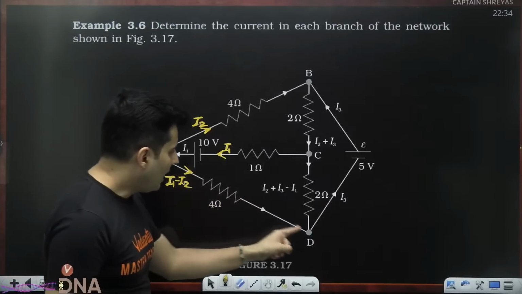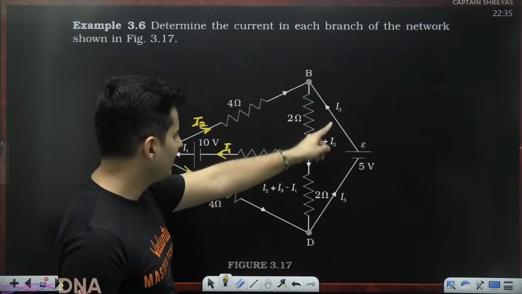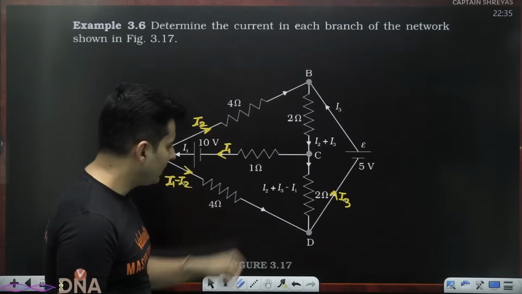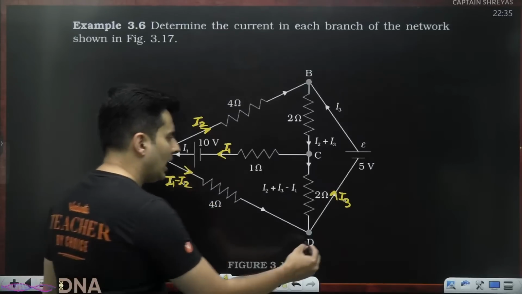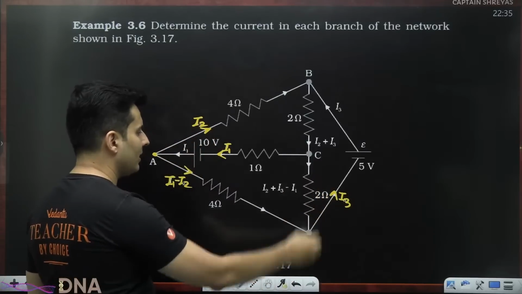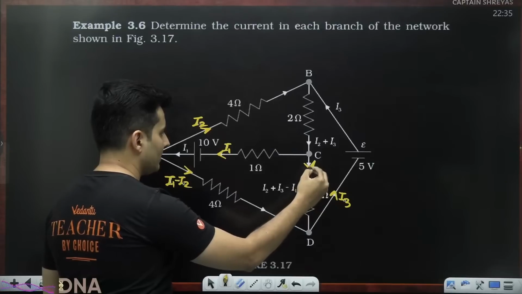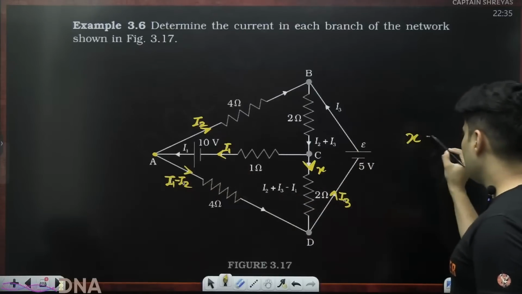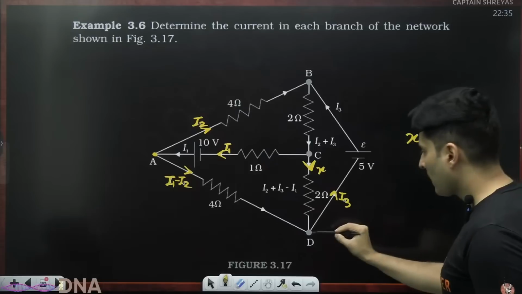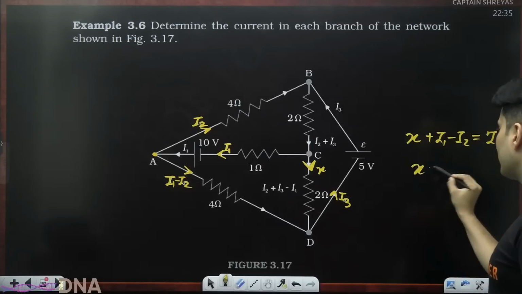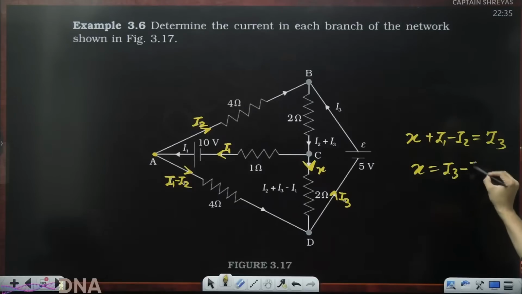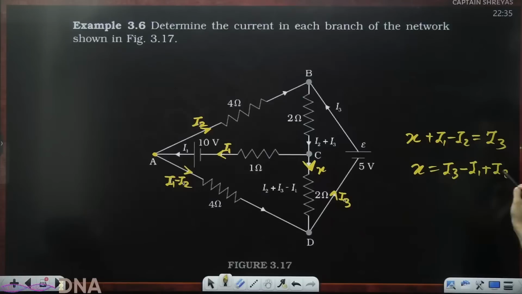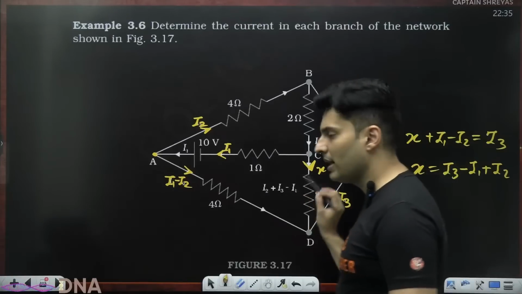Okay. Now, after reaching here, they have assumed some current in this particular branch, which they call I3. See, I1 minus I2 enters here. I3 goes out. So what should happen over here? If I assume this to be X, X enters in, I1 minus I2 also enters in, collectively it becomes I3. So therefore, X will become how much? I3 minus I1 plus I2. So I2 plus I3 minus I1. So that is exactly what they have written down over here.